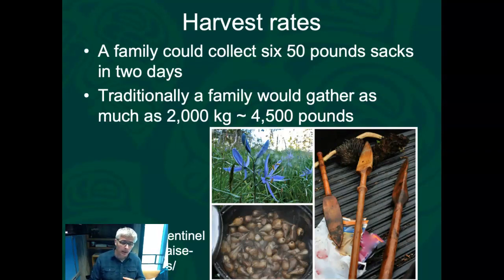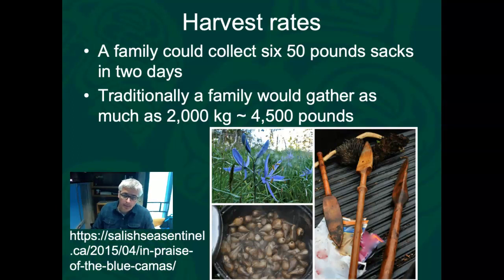This is pretty amazing to me, the harvest rates. When people talk about camas as being important, what does that really mean? Well, a family could harvest 6 50-pound sacks in 2 days. And traditionally, a family would gather as much as 4,500 pounds of camas a year. That's a ton of camas. That's, well, over 2 tons to be exact. That's a fair amount of camas.